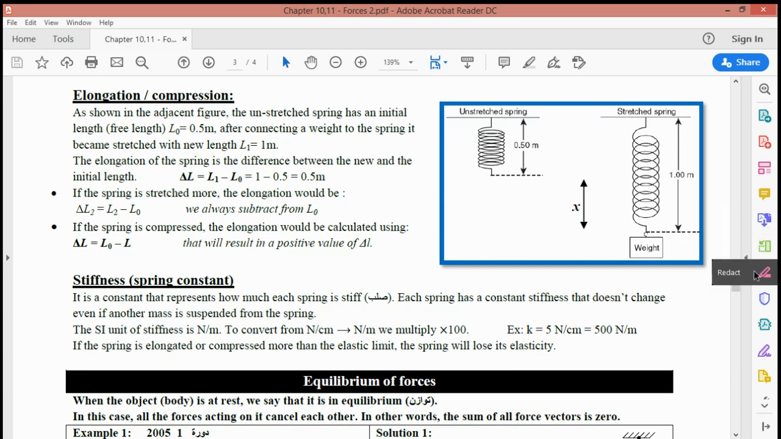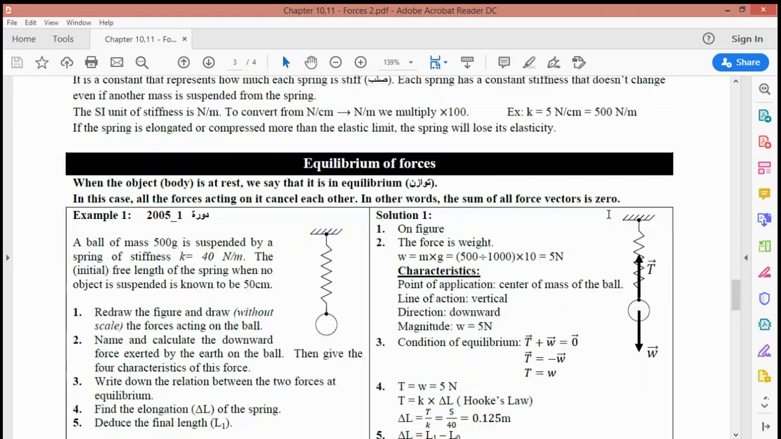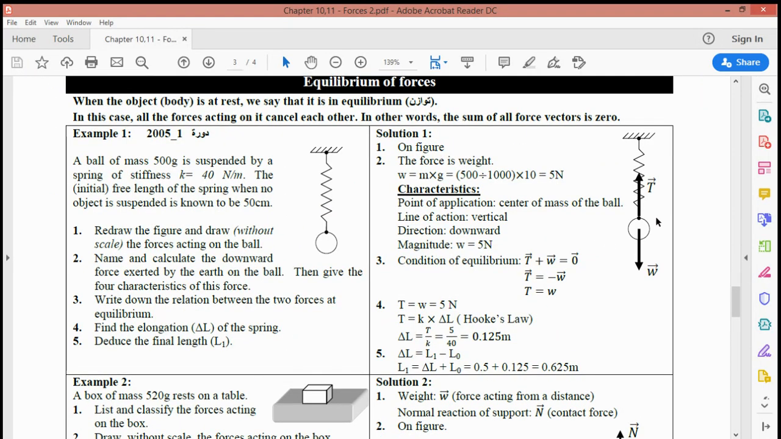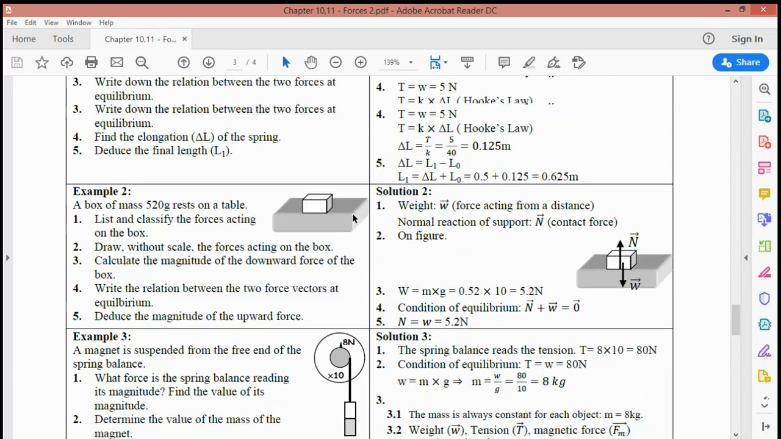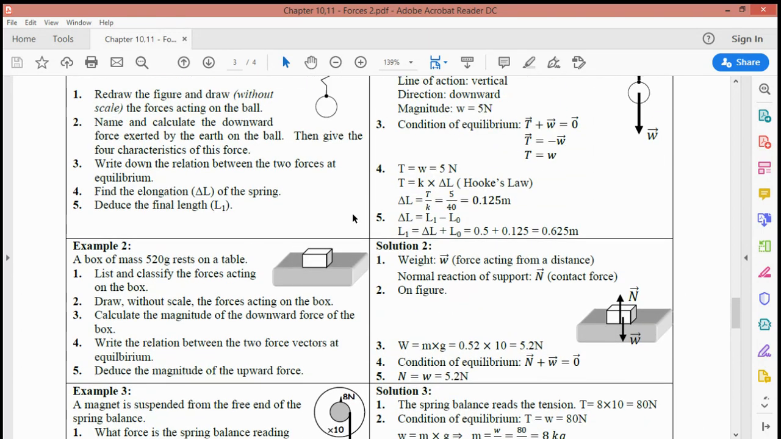Finish the explanation of the chapter on forces and equilibrium. Okay, as an application for this chapter, I've put three examples, mainly from the official exams.